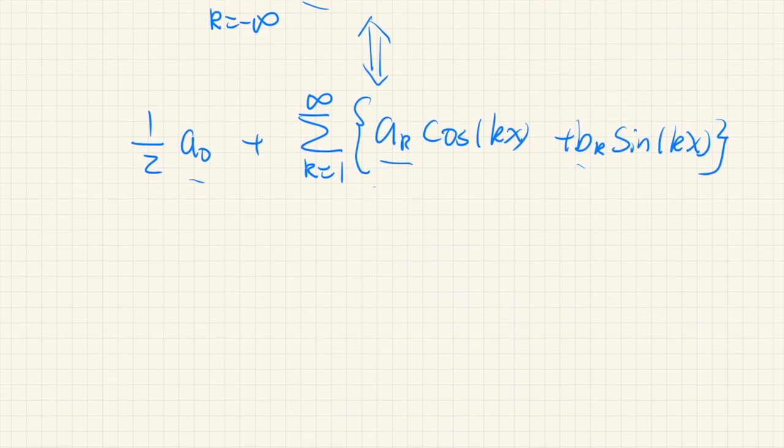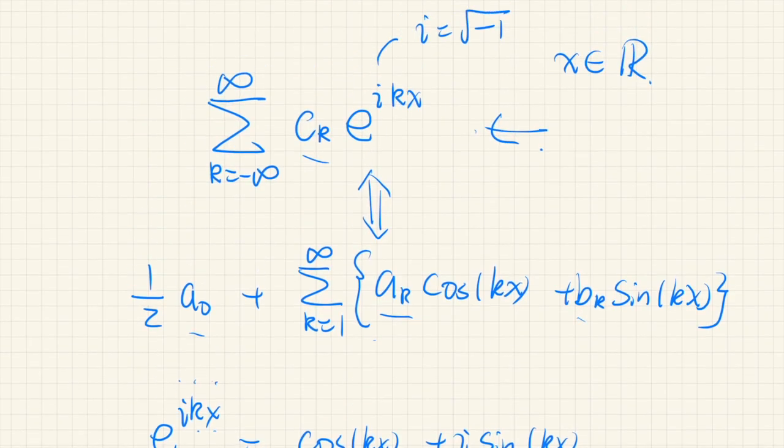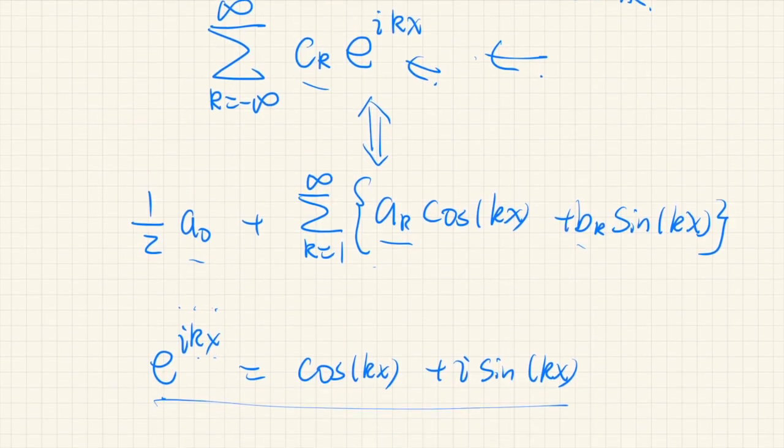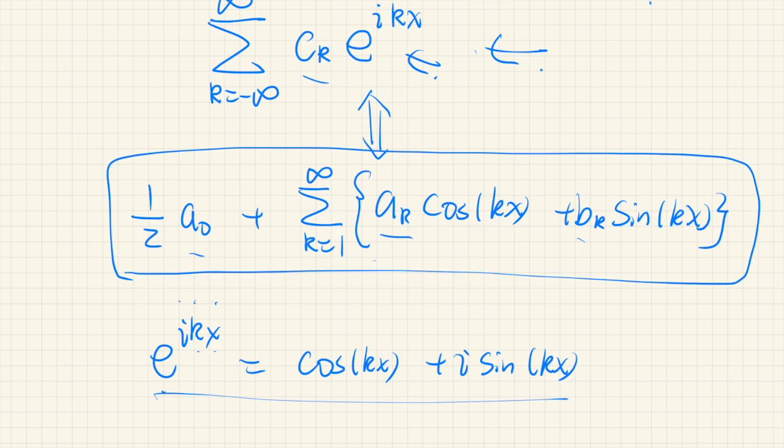That's because of Euler's formula. As you know, exponential of i kx, where k and x are real, can be written as cosine of kx plus i sine kx. So if you substitute this into this series, then you have something like this one by changing coefficients appropriately.